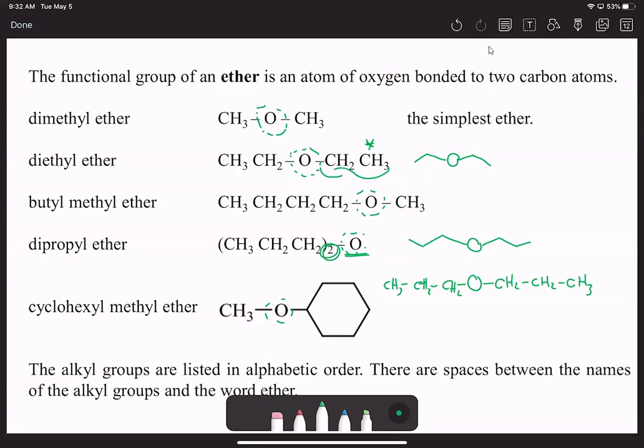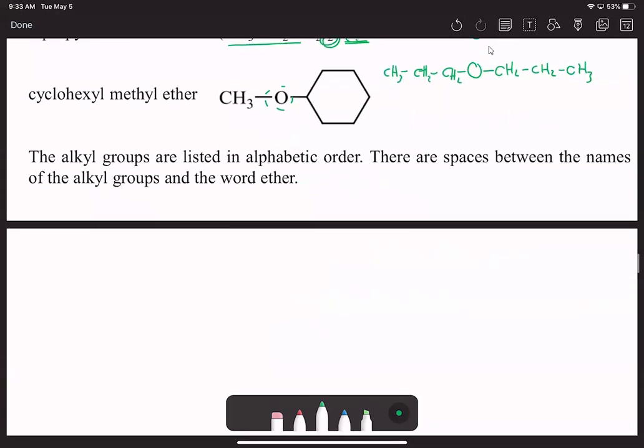3 carbon branches, instead of propane, it's propyl, right? But they're all alkyl branches bonded to these oxygens. This is methyl, not methane, it's methyl. This is ethyl. This is propyl. This is butyl. So we're going to use those alkyl names when we're naming our ethers. Ethers are probably one of the simplest compounds that we have to name here.